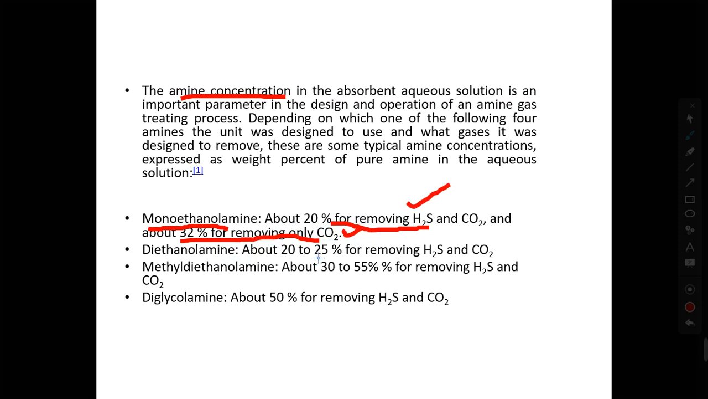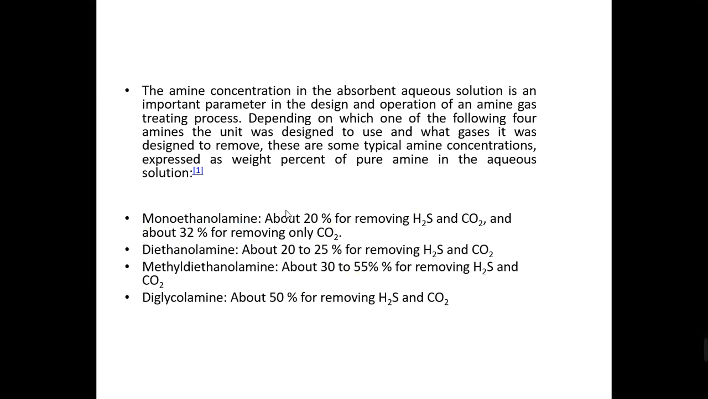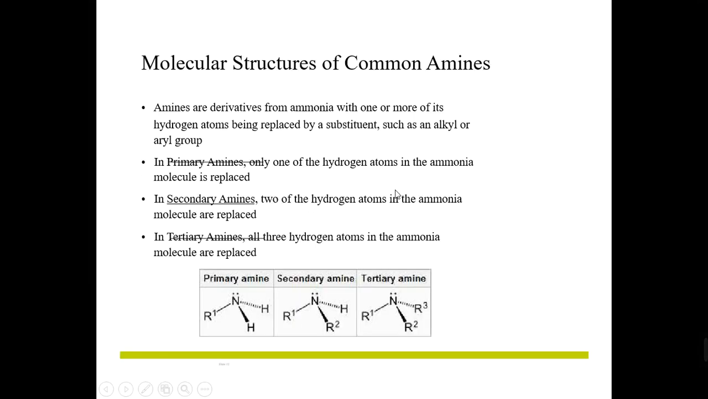If you put diethanolamine at 20 to 25%, it can remove both H2S and CO2. Methyldiethanolamine at 30 to 55% removes H2S and CO2. Diglycolamine is above 50%. So you can see that monoethanolamine and diethanolamine are still the most efficient, and they will remove H2S and CO2 in large quantities.